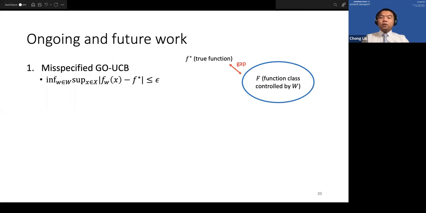And here, misspecified GoUCB means that there is a clear gap between them. So it can be an interesting theoretical problem to work with. By this definition, the gap is upper bounded by some epsilon, and the epsilon will go into your cumulative regret bound if you can successfully solve this kind of problem.